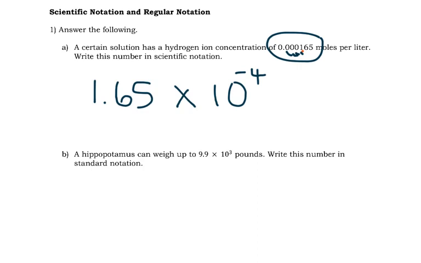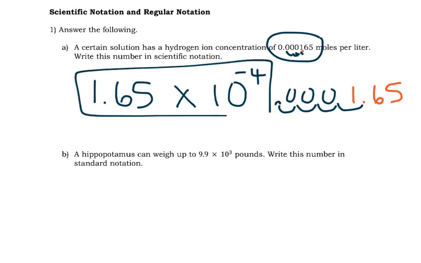So let me write it a little bigger here. If I had 1.65, I would have to move 1, 2, 3, 4 places to get back what we started with. So the 3 zeros, 165. So this is scientific notation.